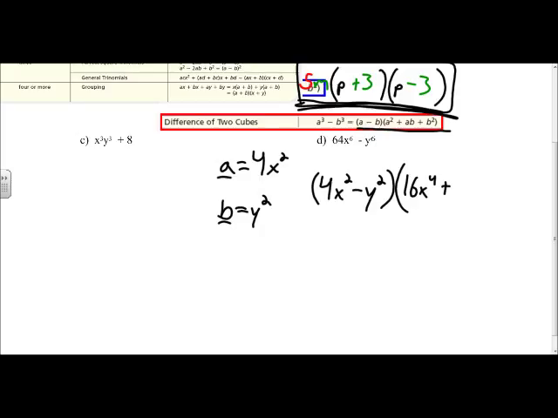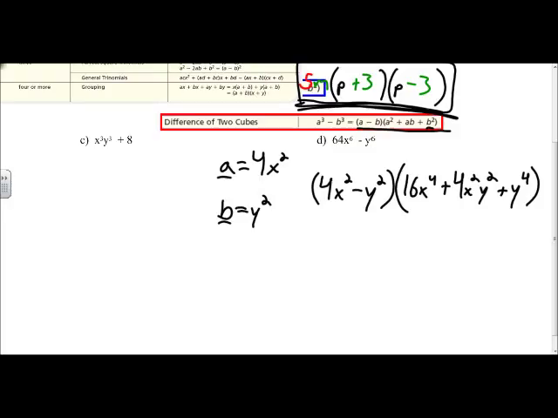We need plus ab, so it would be plus a, which is 4x squared, times b, which is y squared. And then plus our b squared, so it would be plus y to the 4th. Remember, b is just y squared. We want b squared, and y squared squared becomes y to the 4th. So it looks like these would become our factors, but again, we want to check just to be sure.